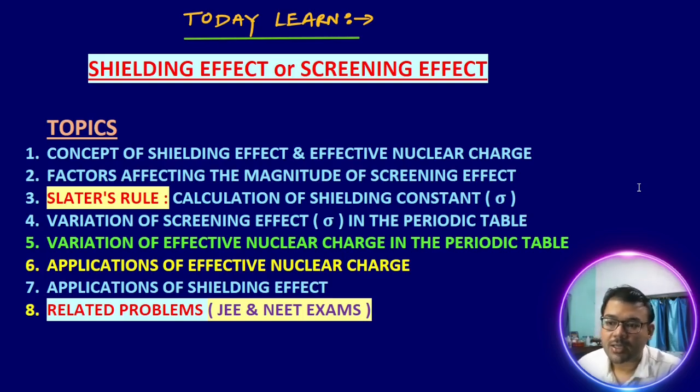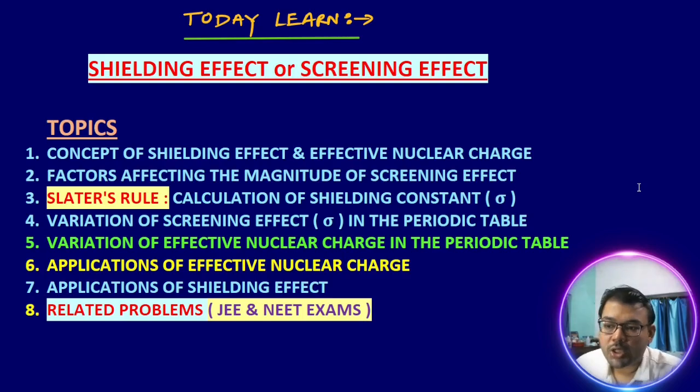Second, factors affecting the magnitude of screening effect. What are the factors important for screening effect? We are going to learn. Third factor is Slater's rules, that is the calculation of shielding constant, and after that we are going to calculate the Z effective for each element, that means effective nuclear charge.